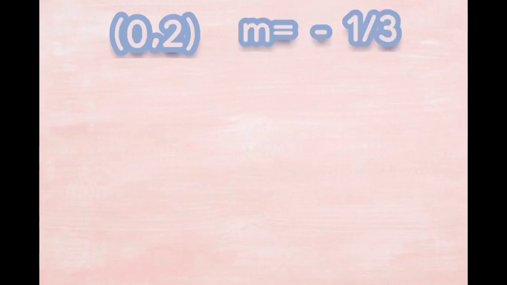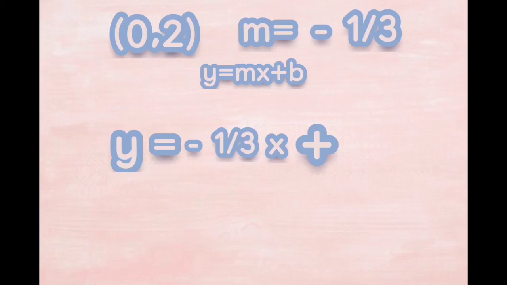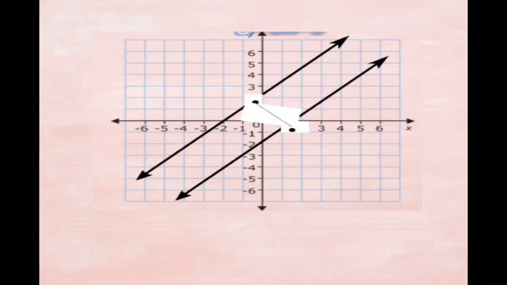So we have now the y-intercept and our slope. The next step is to substitute the y-intercept and the slope into the formula y equals mx plus b. Now we will substitute. So y equals our m, which is negative 1/3, x plus b, our y-intercept, which is 2. So it is y equals negative 1/3 x plus 2. The next thing that we will do is to find the x and y of this point.